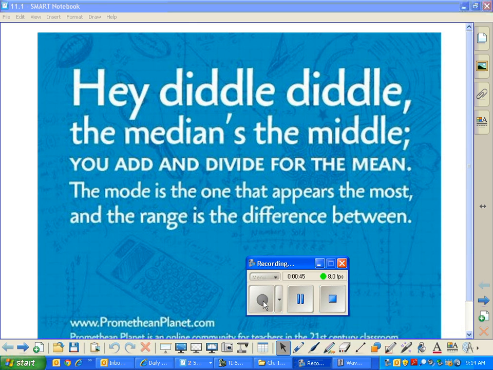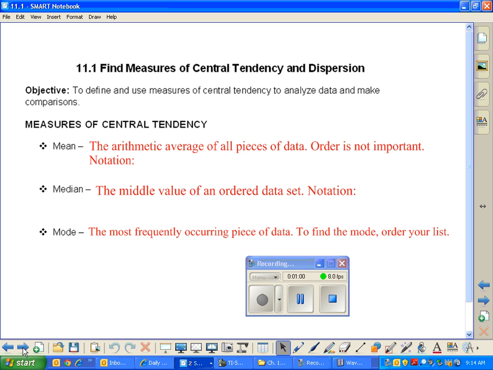The mode is the one that appears the most. You might remember that. And the range is the difference in between. And when they say the difference in between, they mean between the highest and lowest data values. So to make it official, we have some vocabulary to kick off Chapter 11.